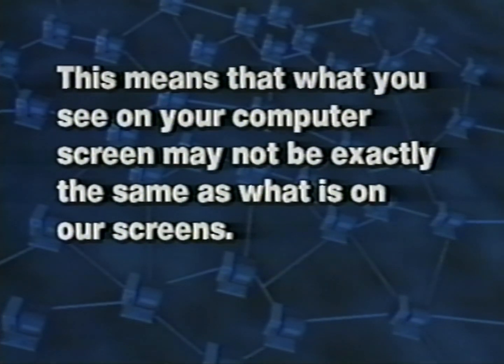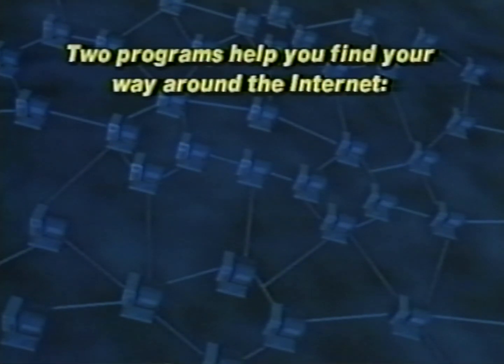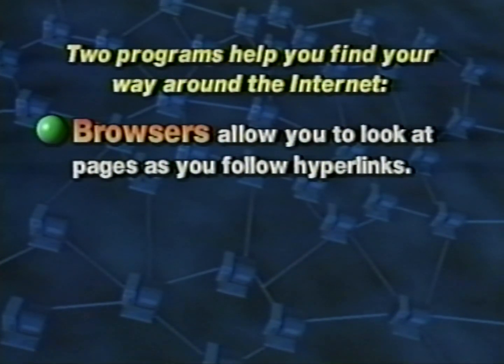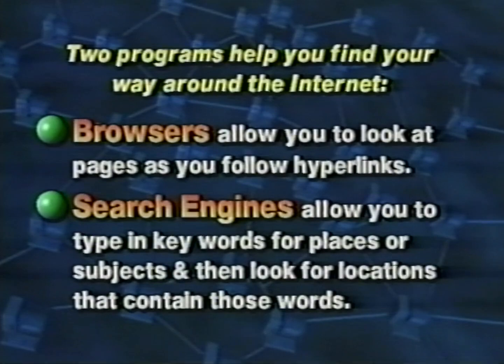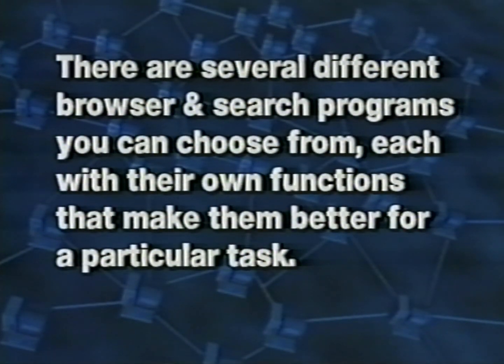One more thing we should understand before moving on is the tools we use to find our way around this gigantic wealth of information. There are two basic programs that help with this task. They are browsers and search tools. Browsers are programs that allow you to look at pages as you follow your hyperlinks through the web, choosing different subjects. Search engines allow you to type in keywords for places or subjects that interest you, and they will scour the web looking for locations that contain the words you've typed. That seems simple enough, but what can get complicated is there are several different browser and search programs you can choose from on the web, each with their own functions that make them better for a particular task.